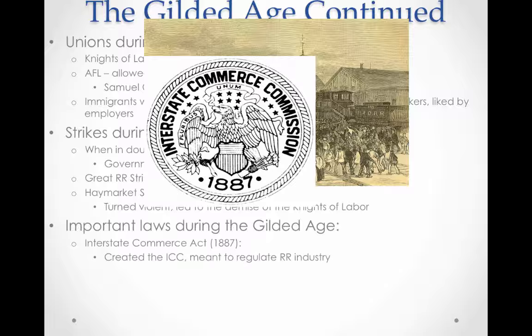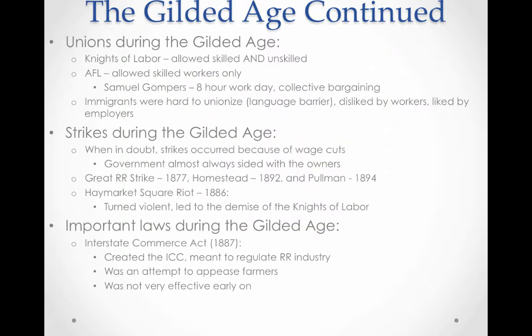So what this did, it created the ICC, which meant to regulate the railroad industry for the first time. It was also an attempt to appease farmers, to give the working class kind of a say, or having the government step in on behalf of the working class, specifically farmers. Also, was not very effective early on. This was not really seen as an effective piece of legislation at first. Over time, it becomes more powerful.